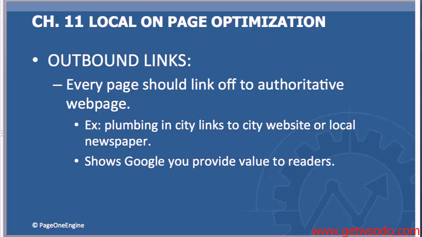Okay, for the last section in the local on-page optimization, we're going to talk briefly about outbound links. Now each page should have an outbound link linking off the website to an authoritative page. You could link out to a wiki page about plumbers. You could link out to a local guide about plumbers, or you also could link out to the local city website. Now, when you do this, it just shows Google that you're providing more value to the reader on the page, and it's a good ranking factor with on page.